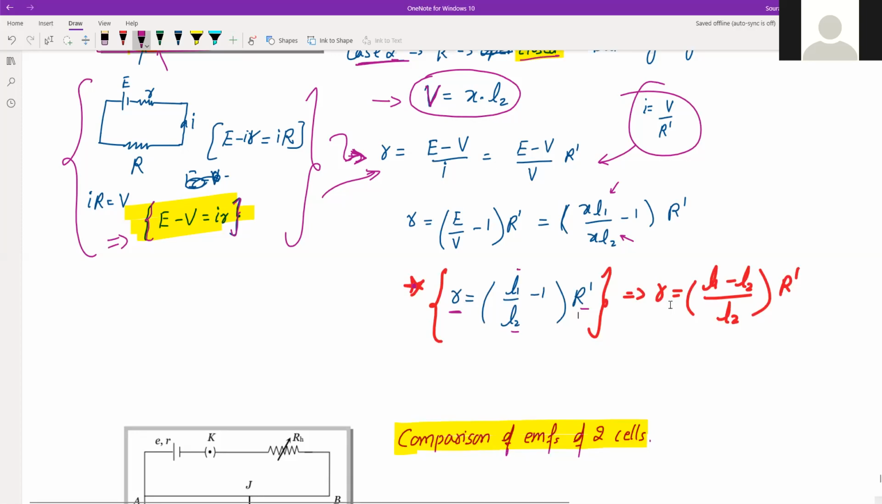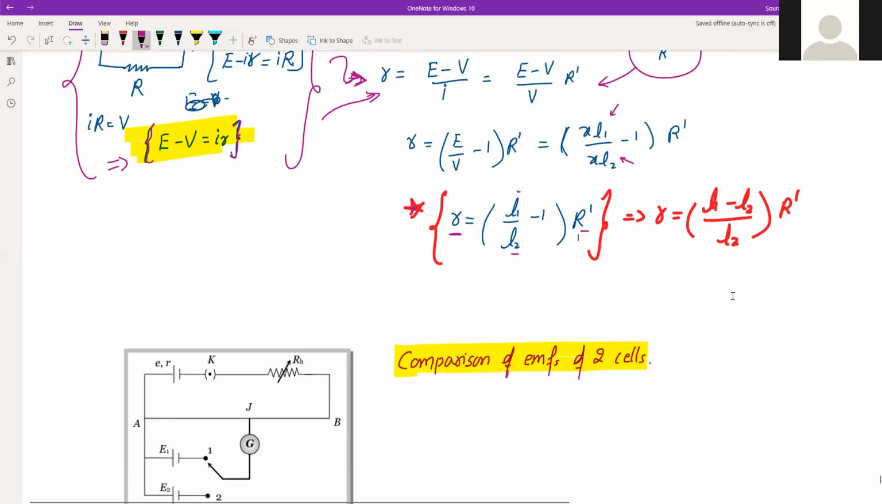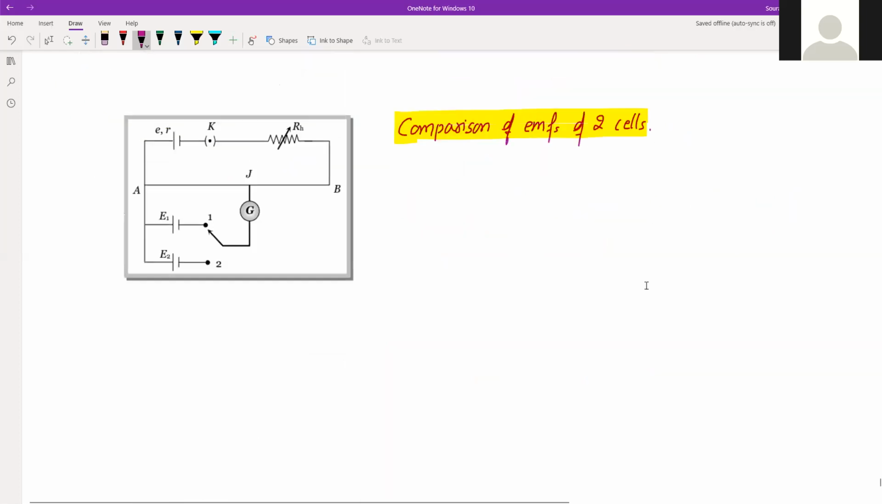This is how we are going to find out the internal resistance of the cell. Next thing is comparison of EMFs of the two cells. Now this is very easy.